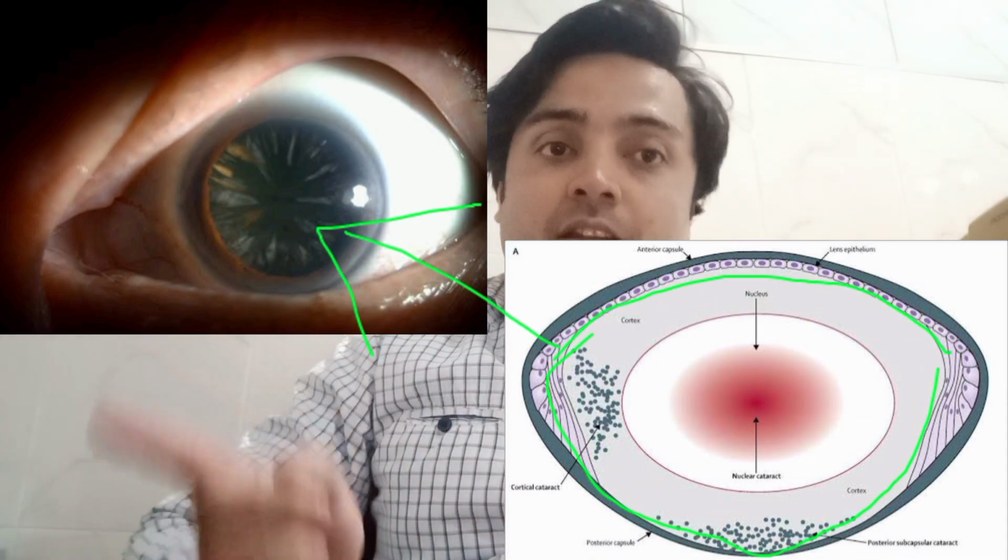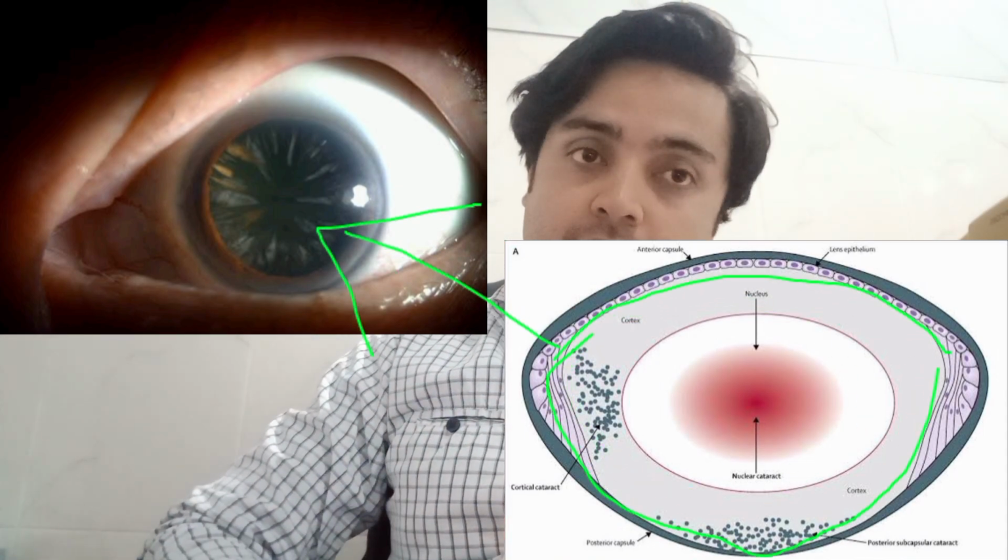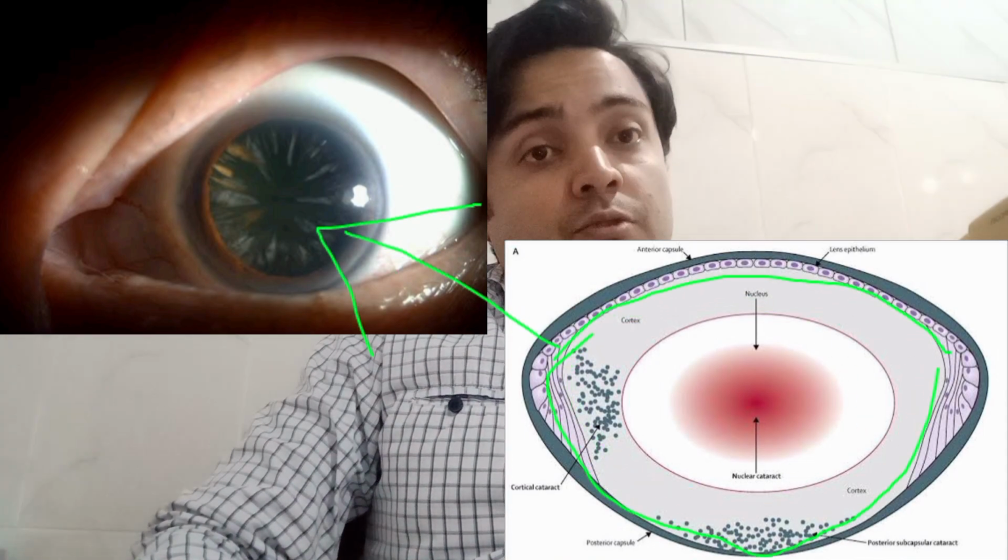Now let's come to cortical cataract. The cortex is the outer part of the lens, and the nucleus is the inner part. When the cortex gets opacified, it is known as cortical cataract. Now remember, usually you will get a combination of 1 to 2 cataracts. You won't get a patient of just nuclear sclerosis or cortical; you will have a combination. So you can say it is nuclear sclerosis plus cortical cataract, or nuclear sclerosis plus posterior subcapsular cataract. Or you can get it alone. It depends from patient to patient.